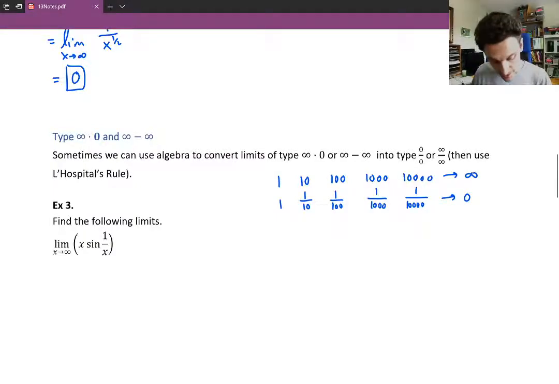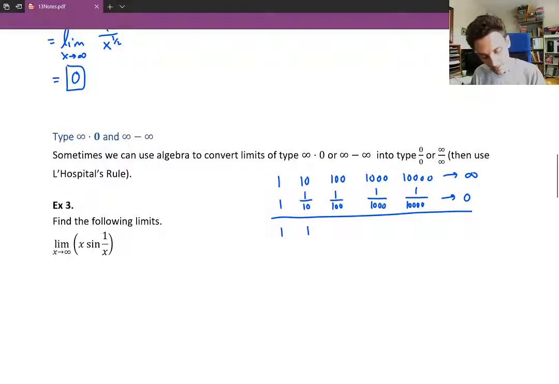Now if you multiply these numbers together, you get 1, 1, 1, 1, 1. It looks like when you multiply these numbers together, you get some numbers that just approach 1, right? So maybe infinity times 0 is really 1.